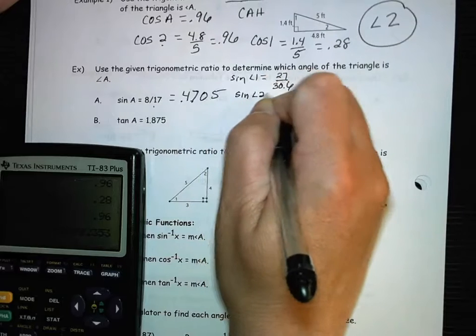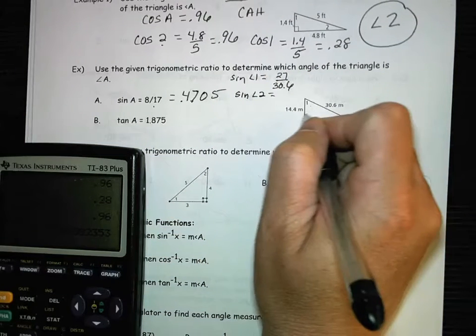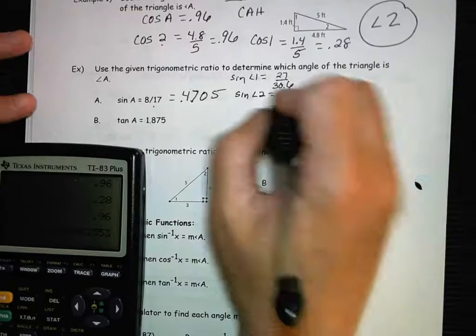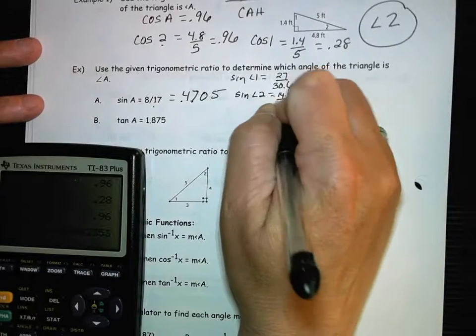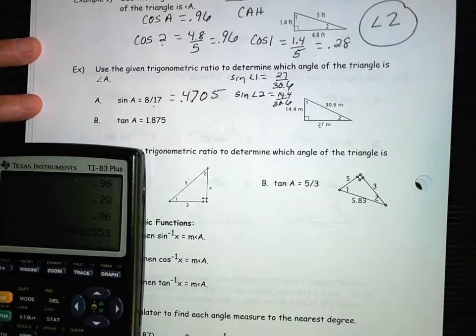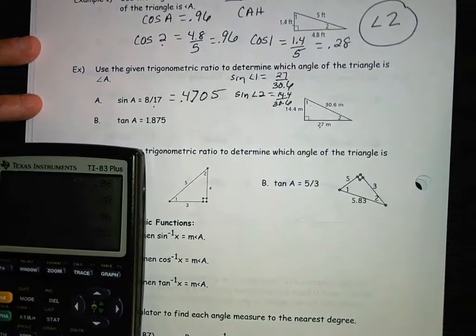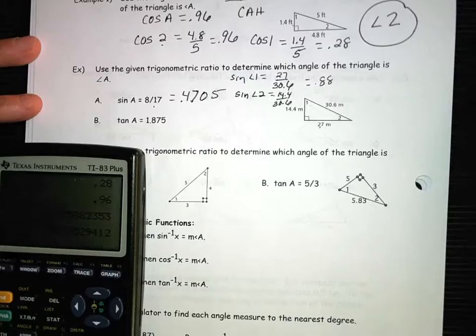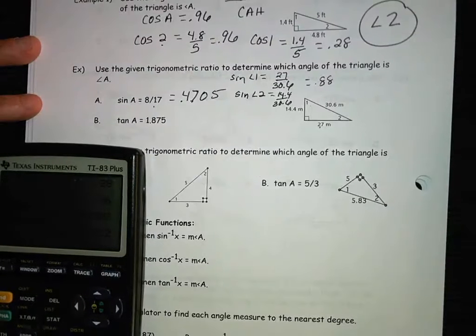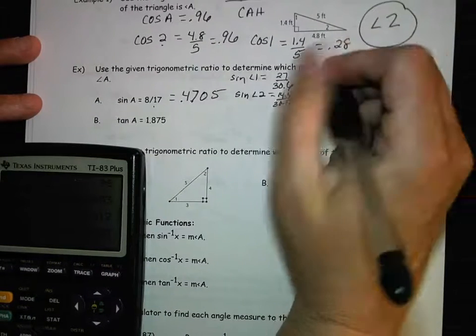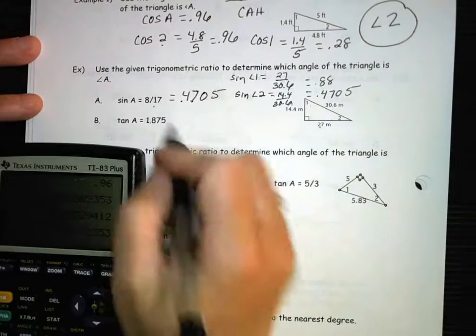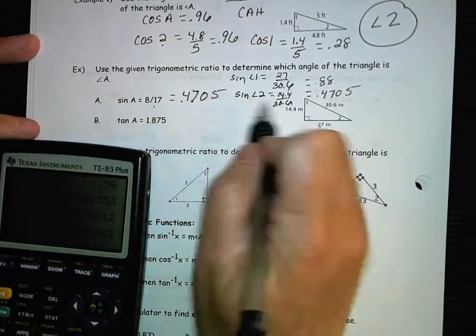And the sine of angle 2 will be opposite over hypotenuse, which is 14.4 over 30.6. And if we divide those, 27 divided by 30.6 is 0.88. 14.4 divided by 30.6 is 0.4705. So the first one here matches up with angle 2.